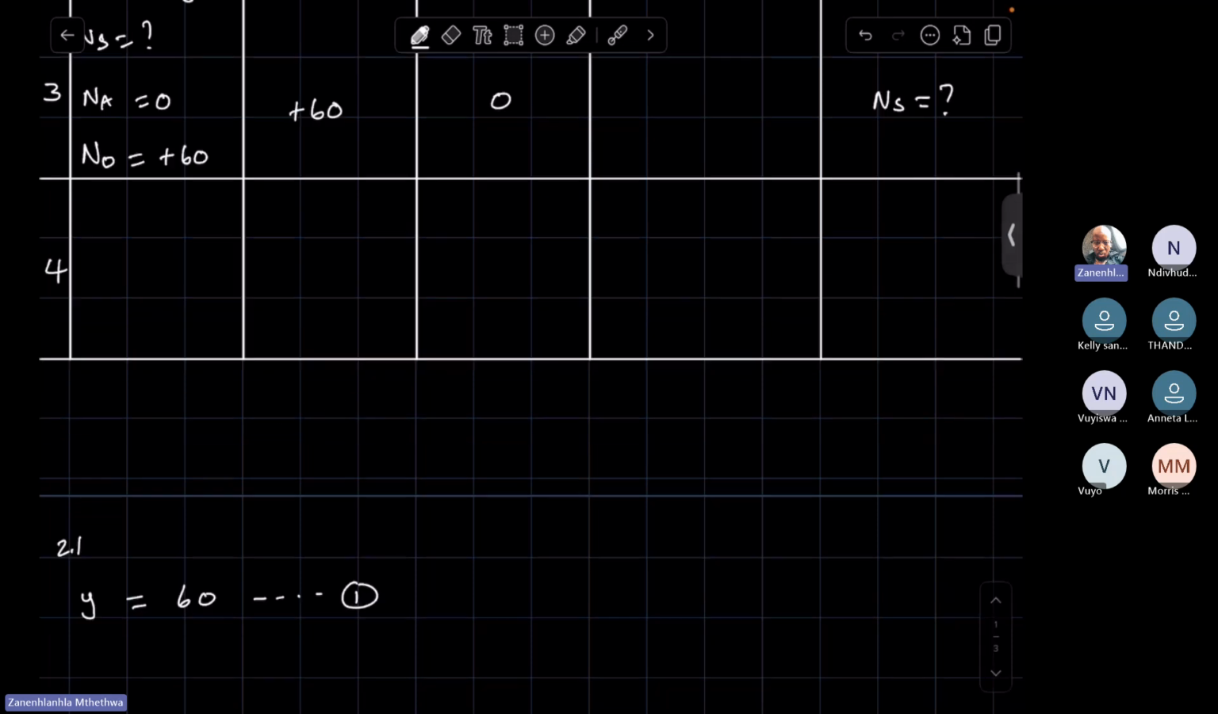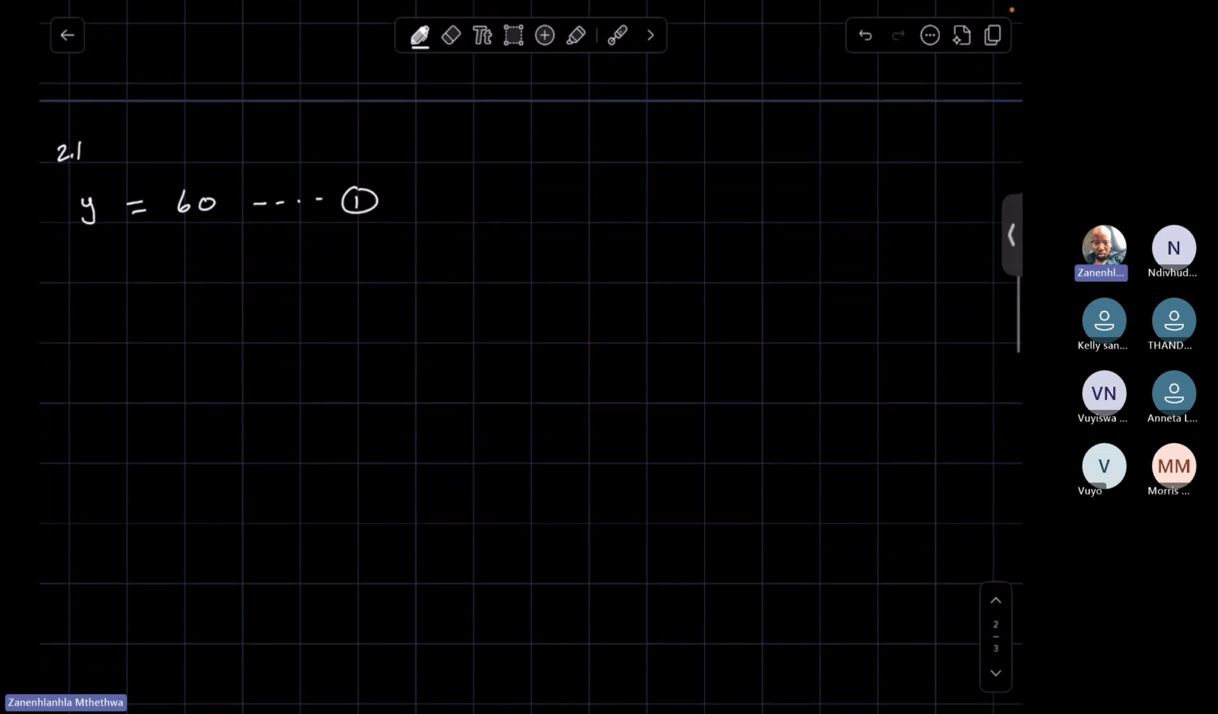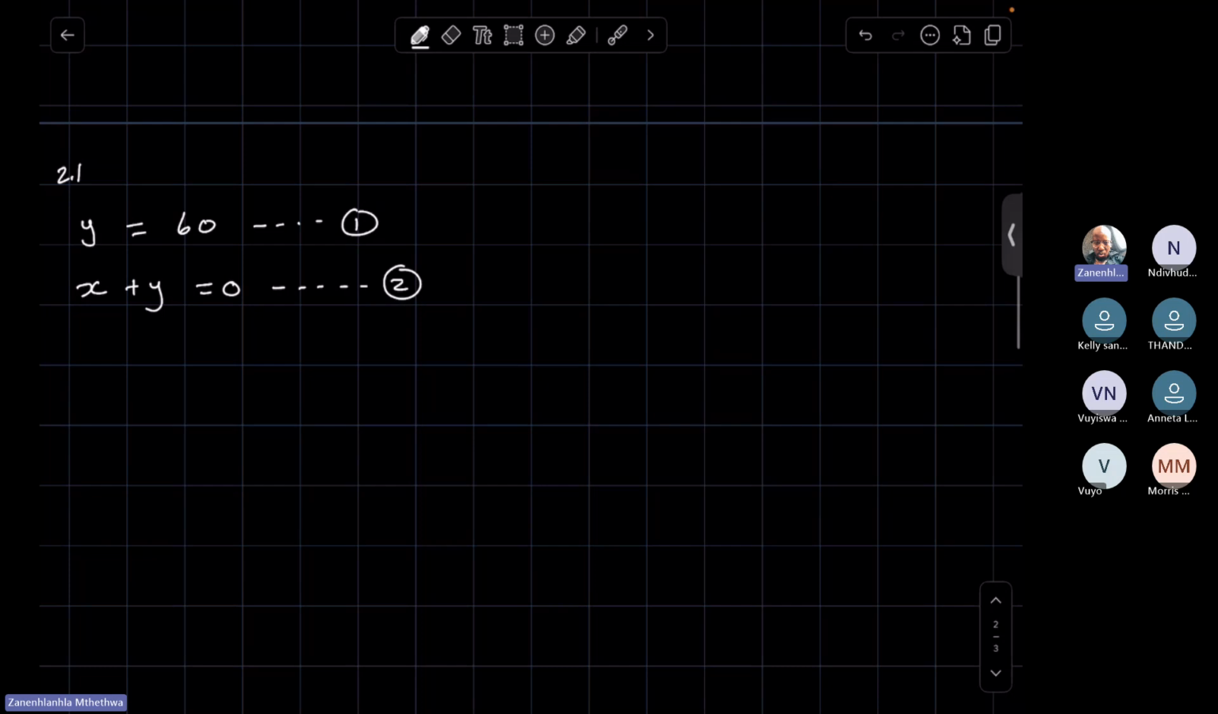This you can take as your first equation. And then you also have something here. So you equate this second condition with this third condition. So x plus y is equal to 0. That you take as your second equation. Now you equate this second condition with this third condition, which is negative 2x plus y. So negative 2x plus y is equal to NS, that you take as your third equation.